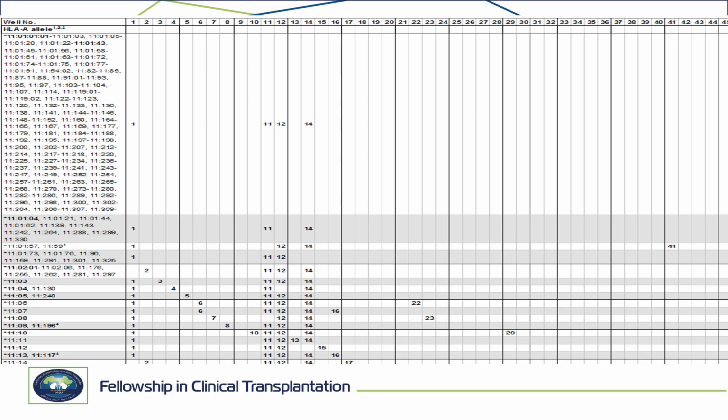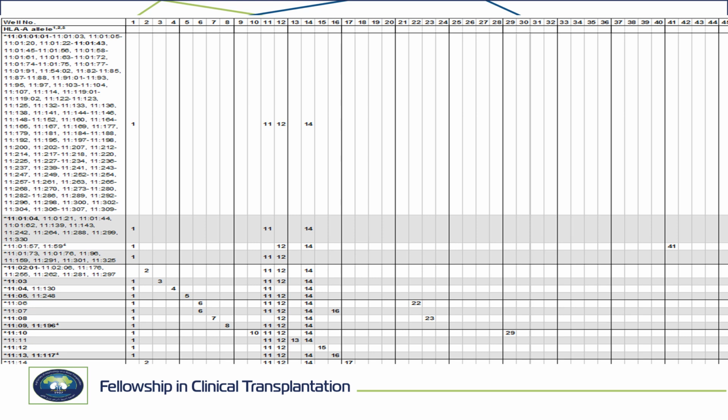And then on the top of this table, you can see numbers from 1 to 44, or now 1 to 45. And these are actually the wells of the tray that we use. So this tray is for A11. This tray has 45 wells. And it tells you that if well 1 is positive, together with wells 11 and 12 and 14, as you can see in the first row, the typing will be 11:01, which is a high resolution typing.